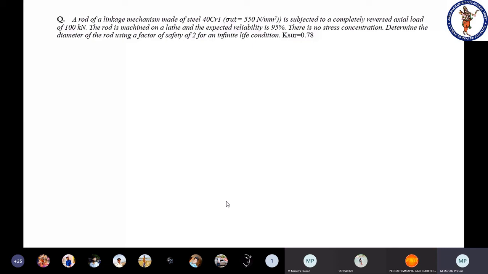A rod of a linkage mechanism made of steel 40Cr1, this is an alloy steel, with ultimate strength of 550 Newton per mm square, is subjected to a completely reversed axial load of 100 kilonewton. The rod is machined on a lathe and the expected reliability is 95%. There is no stress concentration. Determine the diameter of the rod using a factor of safety of 2 for an infinite life condition. The surface factor is 0.78.